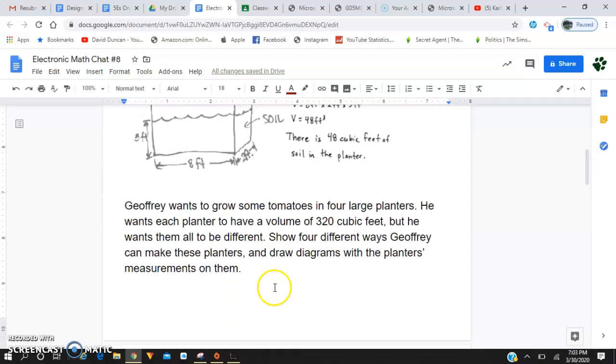Now, if I scroll down here to the second part of this problem, Jeffrey wants to grow some tomatoes in 4 large planters. He wants each planter to have a volume of 320 cubic feet. But he wants them all to be different. Show 4 different ways Jeffrey can make these planters and draw diagrams with the planter's measurements on them.